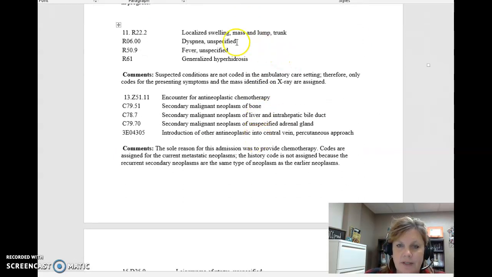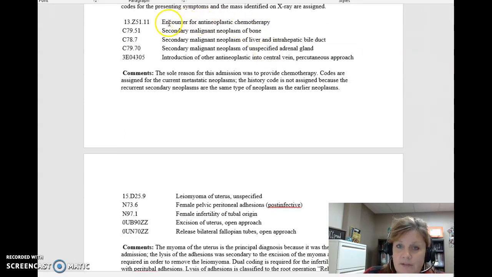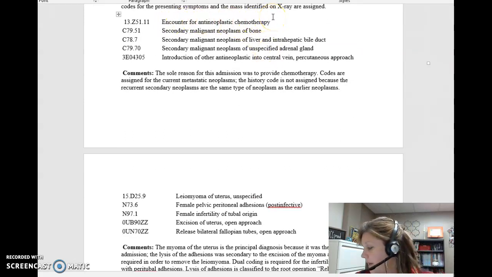Okay, number 11. Here we have basically the localized swelling and mass lump of the trunk, and then again, we just have the signs and symptoms. Okay, 13, once again, encounter for chemotherapy. The other thing to remember for number 13 is that this patient here did have melanoma. Okay, the melanoma's gone, so you do not code the C80 because we know where the primary cancer came from. Okay, then we know that it's spread to the 3 different locations that is listed here in the codes.